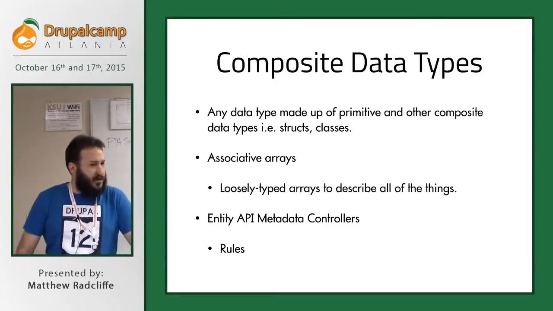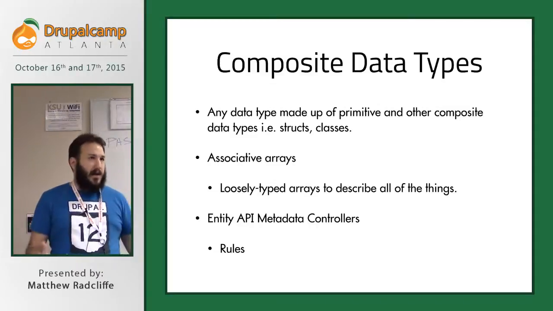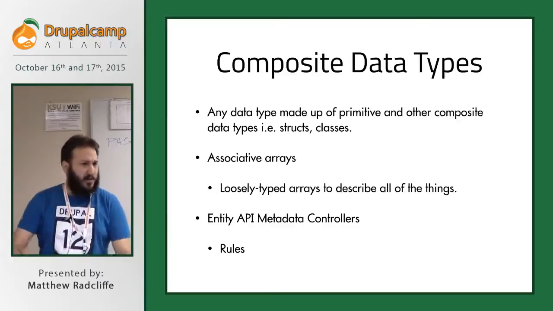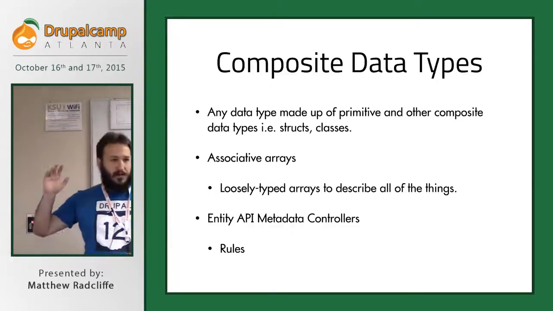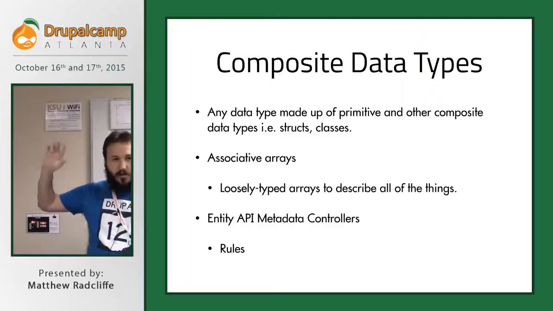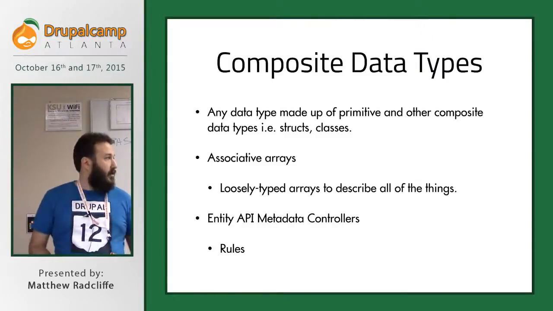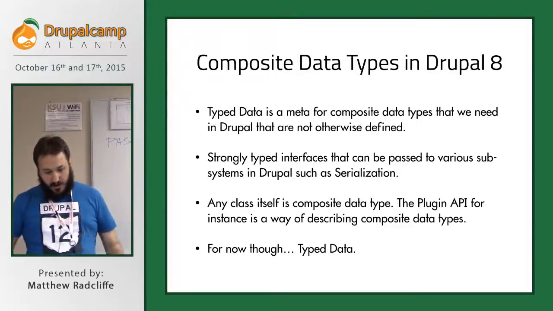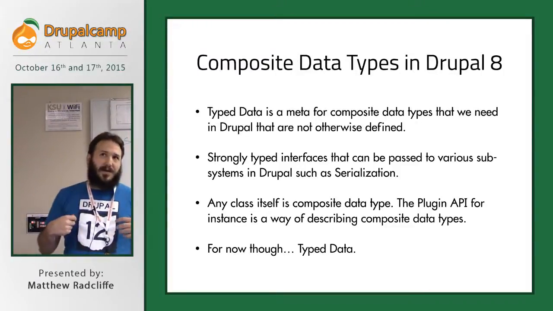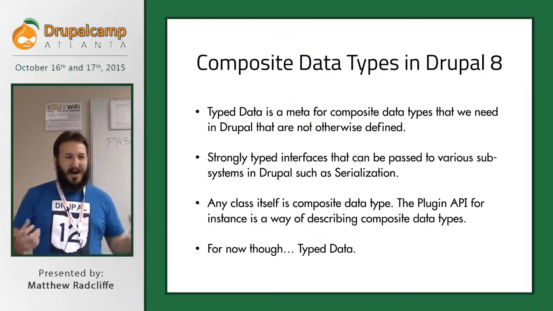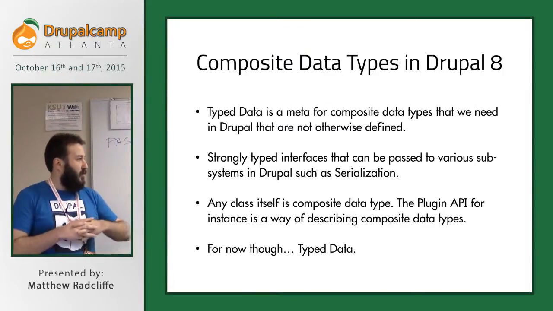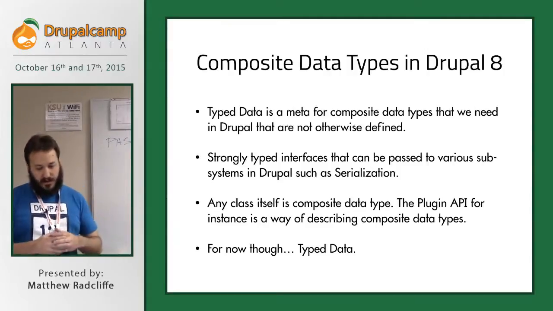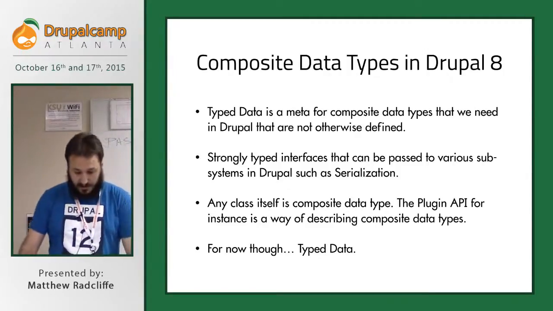And then we get to the entity API. An entity, in my opinion, is a composite data type. Is everyone familiar with that term, composite data type? Not really. Again, a class is a composite data type, and type data is kind of a meta layer around composite data types. We're coming up with our own way of describing data types in Drupal 8, and that's what type data is.